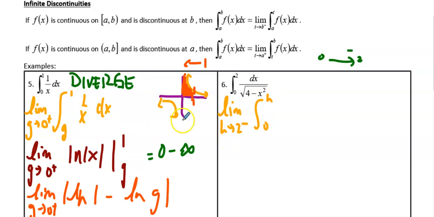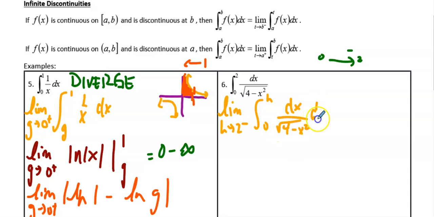All right, and that's again how we figure that out: look at the other number, and then go from that number to what's undefined and see which direction we're approaching it from. So again, 1 to 0 is approaching from the right, 0 to 2 is approaching it from the left. So that's probably the easiest way for me to tell you guys how to do that problem.